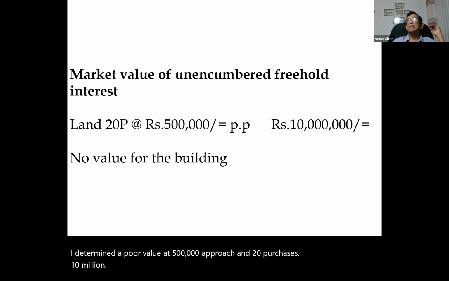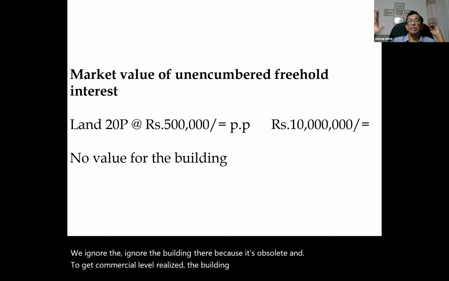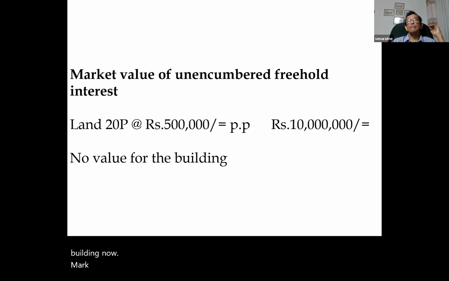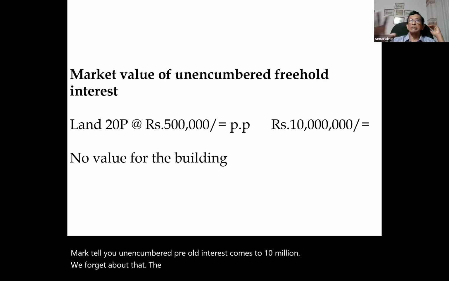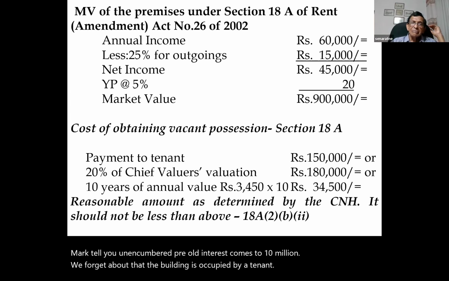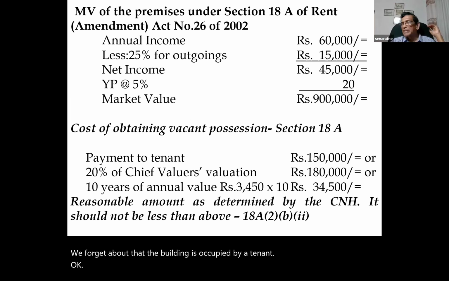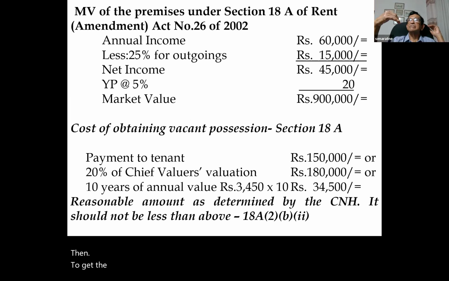We ignore the building there because it is obsolete, and to realize the commercial value, the building should be demolished since it is a residential building. Now, the market value of the unencumbered freehold interest comes to 10 million. To determine this, we forget that the building is occupied by a tenant. Then, to get the tenant ejected, we have to pay compensation to the tenant.